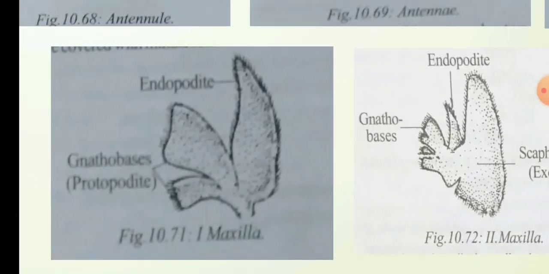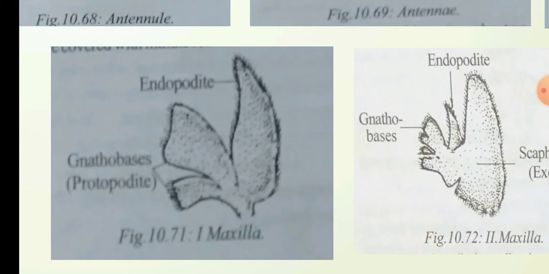Maxilla 1, or maxillulae. This is the first maxillae, a cephalic appendage present on the fourth segment. They are the smallest appendages. Each maxilla consists of a protopodite, and this protopodite has two flattened leaf-like lobes called the gnathobase. Gnatho means jaw. So what is the function of our jaw? That is, it supports the mouth.